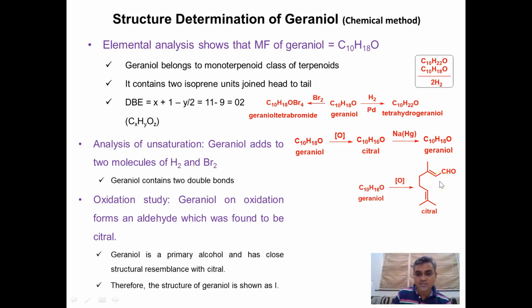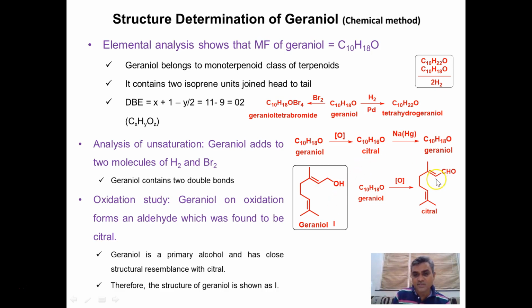So on the basis of a very simple oxidation experiment, we reach the structure of the geraniol molecule. Citral is an alpha-beta unsaturated aldehyde, and therefore the geraniol molecule must be an allylic alcohol. So we reach the structure of geraniol quickly only because of the oxidation experiment. In this way, just by elemental analysis, hydrogenation, bromination and oxidation experiments, we arrive at the structure of the geraniol molecule.